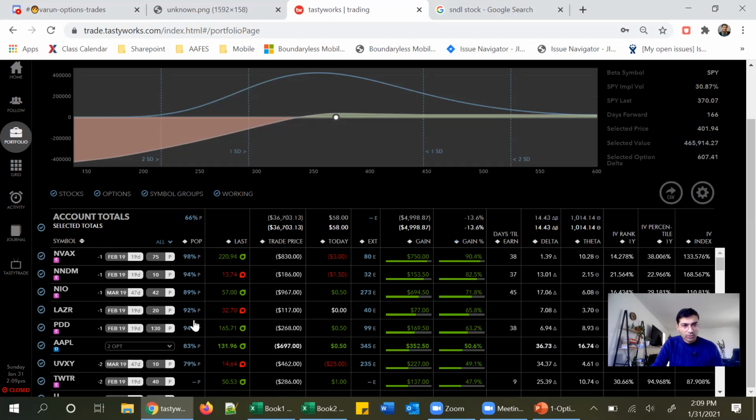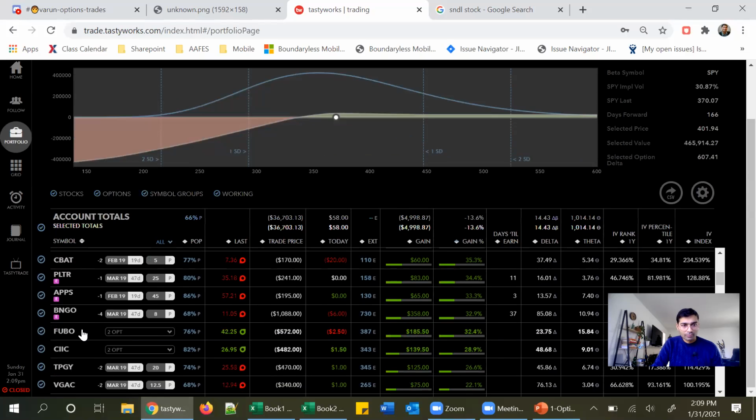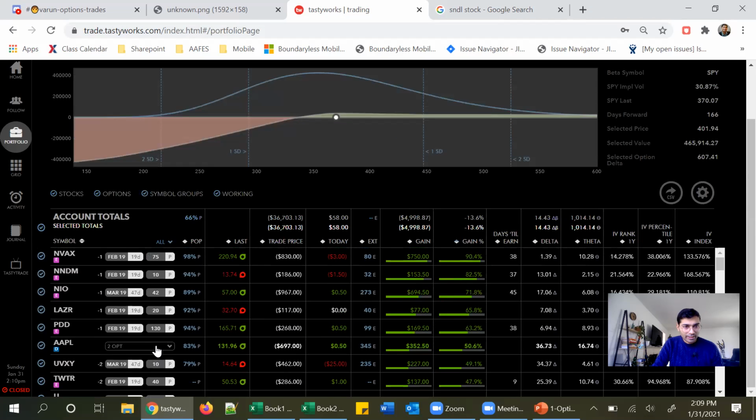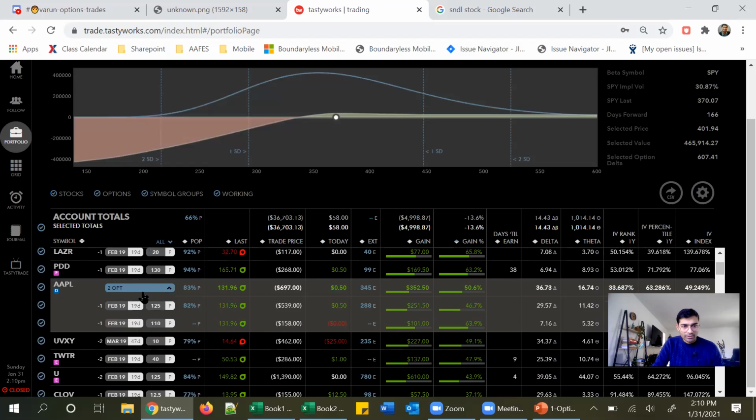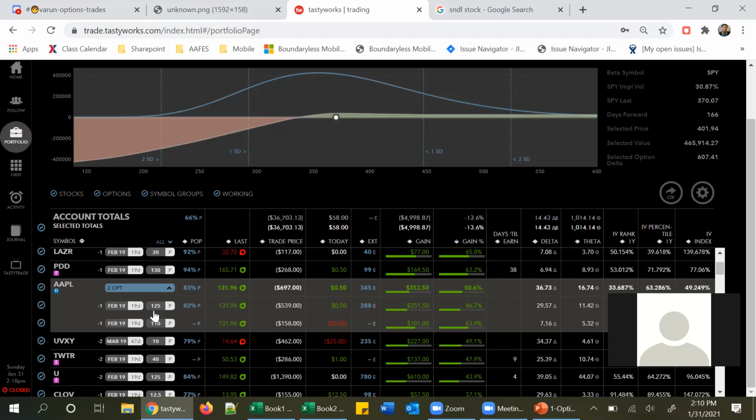If I want to buy Apple, let's say this is an Apple trade. These are the two trades I have placed on Apple. So I am thinking, rather than buying 125 shares of Apple, I am selling a put for Apple. When you start thinking in that mindset, you will never lose any trade.